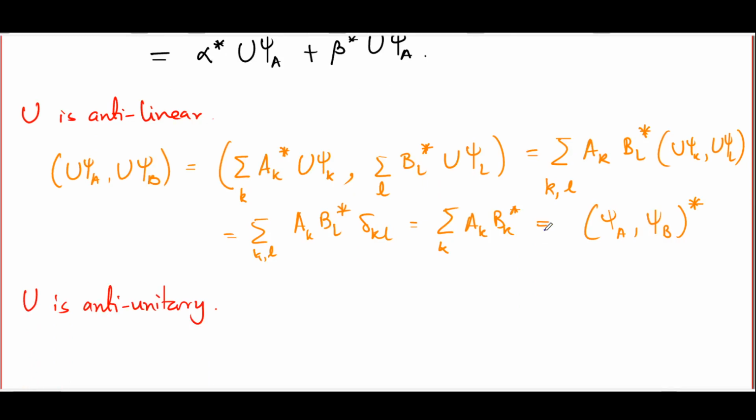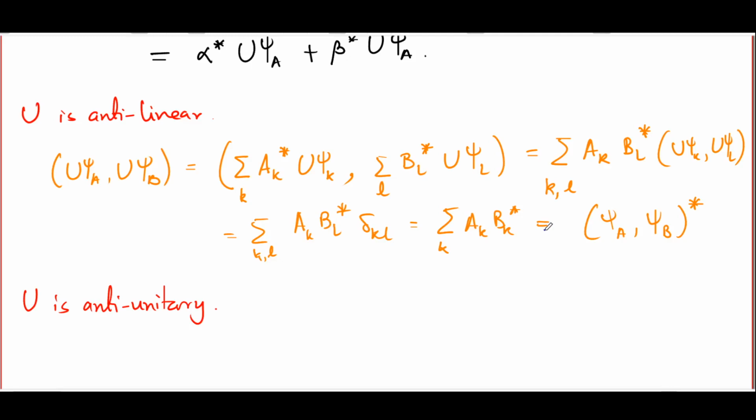What about unitarity? In order to form the inner product of U psi a and U psi b, we just use the fact that U psi a is sum over k, ak star U psi k, whereas U psi b is sum over L bl star U psi l. So this is sum over both k and L ak bl star times U psi k U psi l. Once again, use the fact that U psi k U psi l is delta kl to get sum over k ak bk star, not ak star bk, but ak bk star.